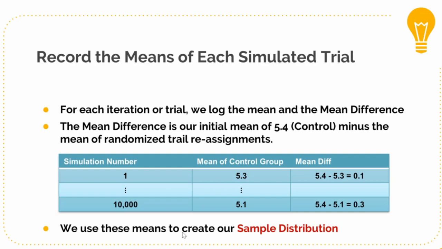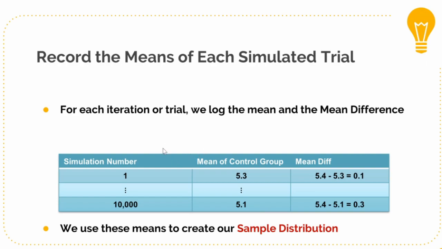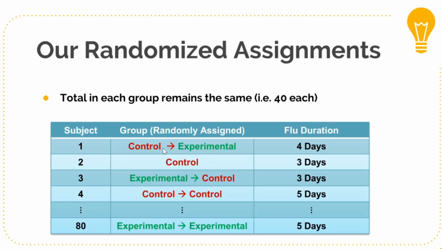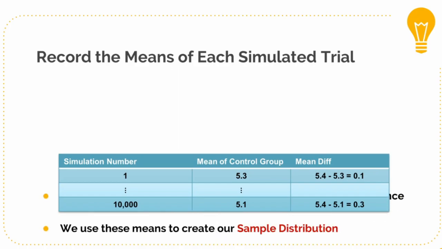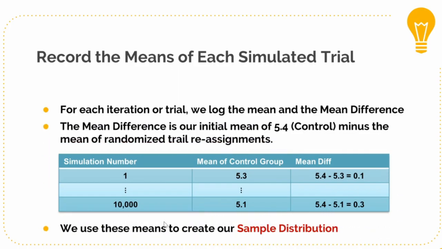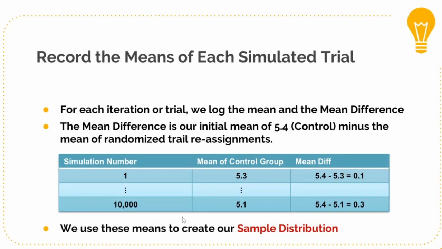So we use these means to now create a sample distribution. Let's just pause here because I don't want to lose you. What we did, we have our results. Let's go back to our results here. We have now randomly assigned or swapped the groups each user is in, and from that, we get the mean difference. And we basically use this mean difference now to calculate our sample distribution. So that's it for here.